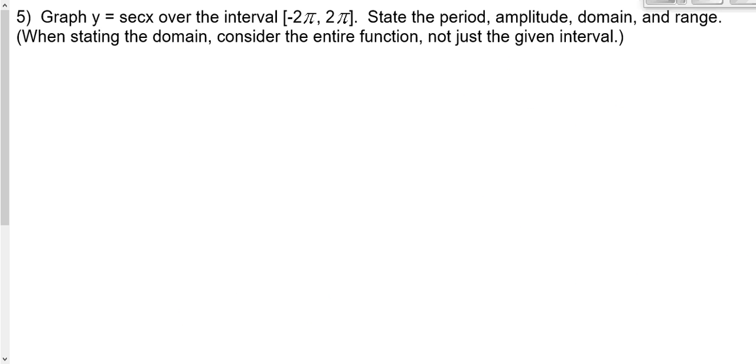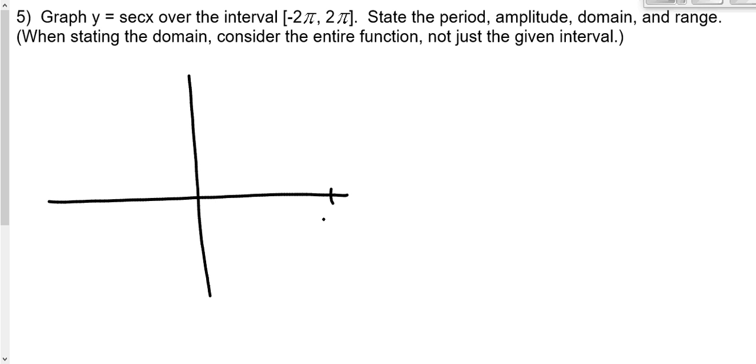Okay, number 5 is the secant graph. So again, pause and do it yourself if you want to. We're going to go from -2 pi to 2 pi. Put your 1, put your -1 on your y-axis. Break up those intervals into 4 equal chunks. And then remember, secant is the reciprocal of cosine.